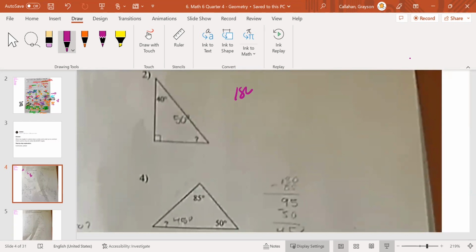Number 2, 180. What are the two numbers to subtract? What are the two numbers given to you? 40 is one. What's the other one? You have a right angle. What's the measurement of a right angle? Not 90 minus 40. It's 180. A triangle is 180. You take 180 and you subtract the other two.